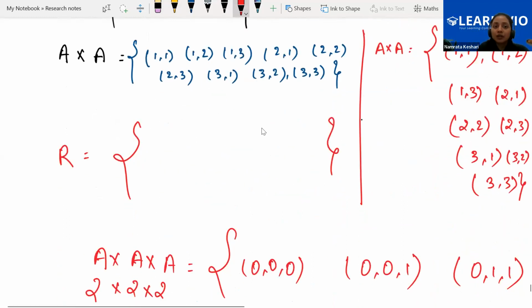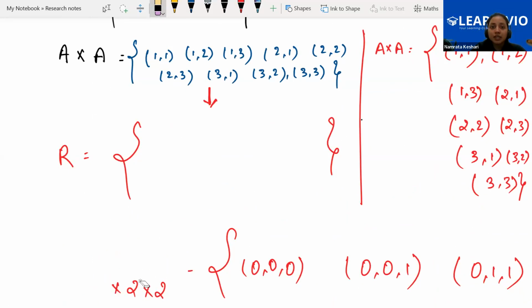So tell me which ordered pair can be taken over here from the above Cartesian product, which ordered pair we can take where x is smaller than y. That means the first element is smaller than the second element. Which one can be taken?